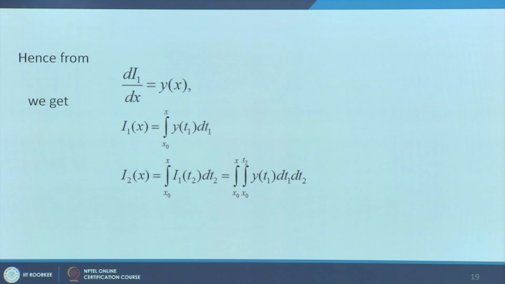Now, let us go back to the equation dI_1 over dx. So, dI_1 over dx we can see when we integrate it with respect to x, we get I_1(x) equal to the integral from x naught to x of f(t_1) dt_1. This is because at x equal to x naught, I_1(x) is 0.